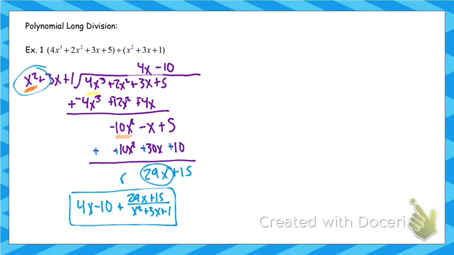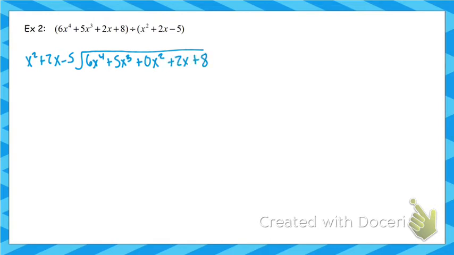All right, let's try another one. So again, let's get this set up correctly. x squared plus 2x minus 5 on the outside, 6x to the fourth plus 5x cubed. And if you'll notice, there's no x squared here. I'm going to go ahead and fill in a plus 0x squared just to make this a little bit easier to keep all of my like terms lined up. That's going to be a really important step when we do synthetic division here in a minute.